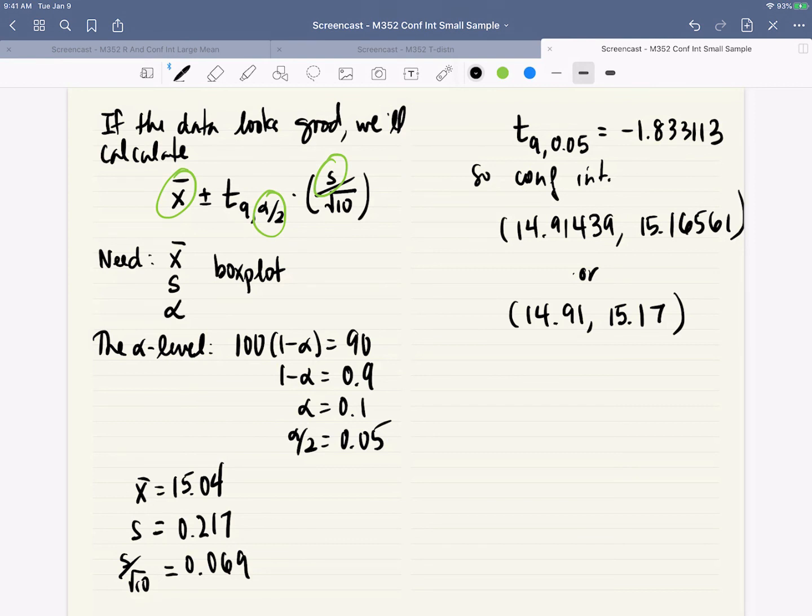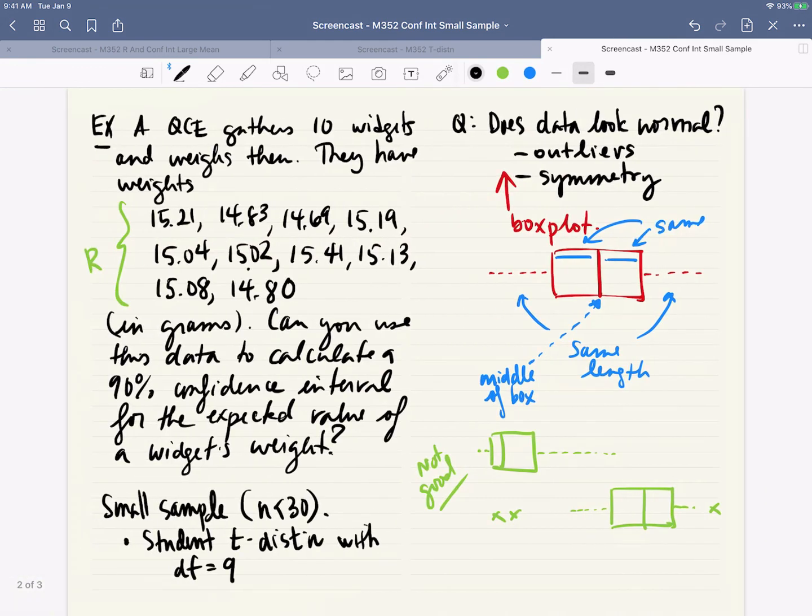And that concludes my example. We showed how you go about deciding if some data satisfies the conditions for using the student t-distribution to calculate a confidence interval, and how we use R to do that. I showed you the code.